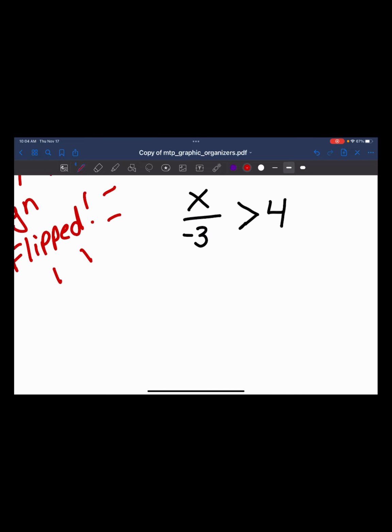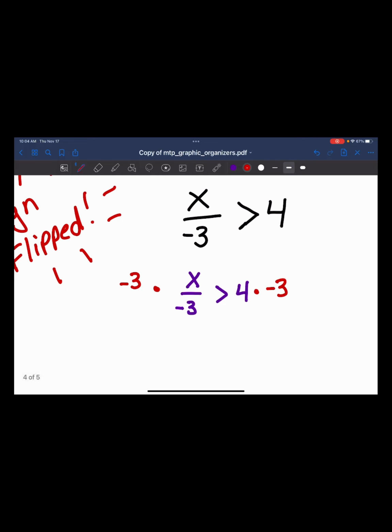x divided by -3 is greater than 4. So we got to get x by itself. First thing I'm going to do is rewrite this so we can keep things nice and neat in our notes. To get x by itself, I have to do the opposite of what's happening. It is being divided by a -3, so the opposite of division is multiplying by a -3. Notice how I keep the sign with it.